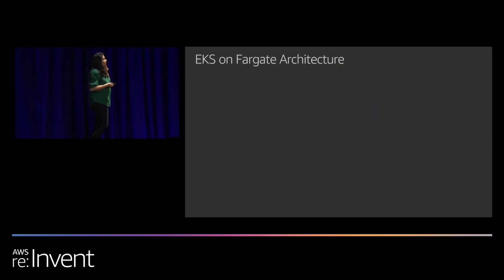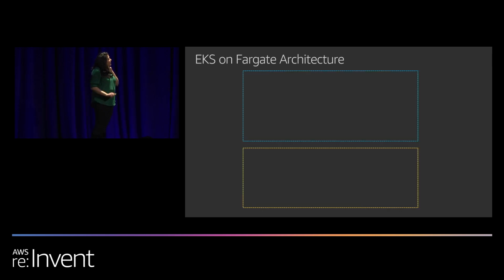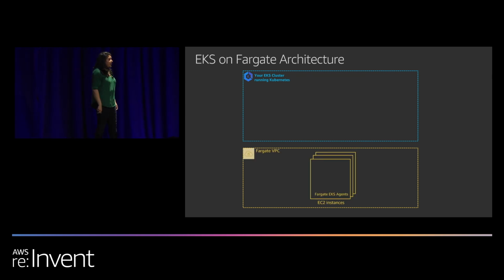So what does the EKS on Fargate architecture look like? And this is just a sneak peek. So we still have a control plane and a data plane, except in this case, the control plane is actually your EKS cluster that's running the Kubernetes control plane underneath the hood. And the data plane, as before, is just a bunch of EC2 instances that are running in a Fargate VPC, and they have the requisite Fargate and Kubernetes agents installed on them.